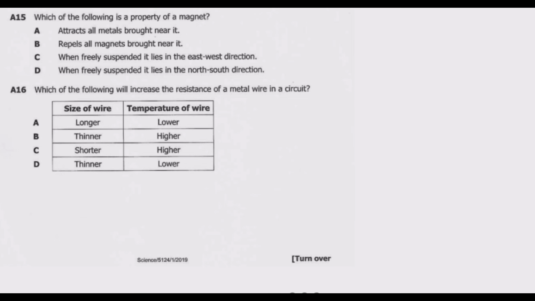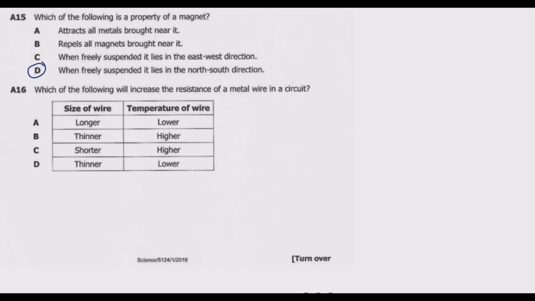B, repels all magnets brought near it. A magnet only repels like poles, north to north, while north to south it will attract. So B is incorrect. C, when freely suspended, it lies in the east-west direction. I think this is incorrect. When freely suspended, it lies in the north-south direction, which is D. D is the correct answer on question 15. In case you don't know what ferromagnetic materials are, these are basically iron, cobalt, nickel, and some alloys.